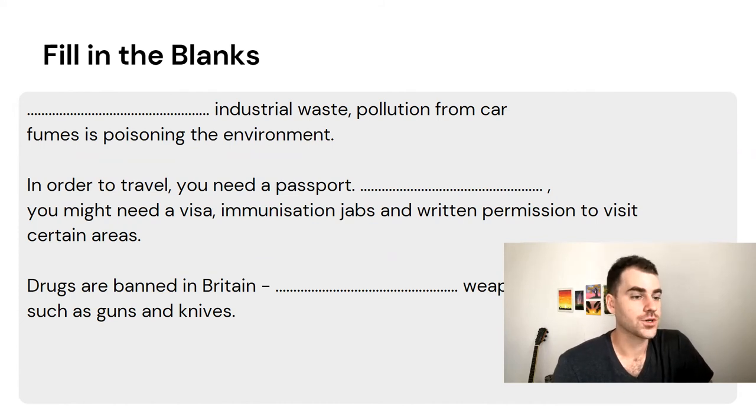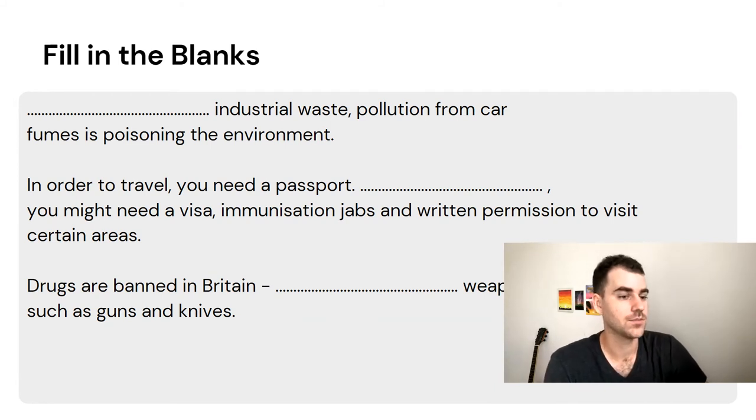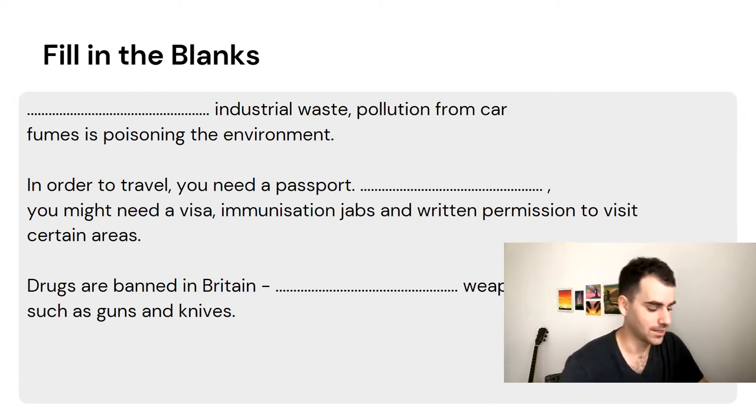The next one, in order to travel, you need a passport. Blank, you might need a visa, immunization jabs, and written permission to visit certain areas. I would use an equation word here. I would say similarly, because needing a passport is equal to needing visa, immunization. So we can say similarly, you might need a visa, immunization jabs, and written permission to visit certain areas. Or we could also say likewise. This is a good place to use likewise.